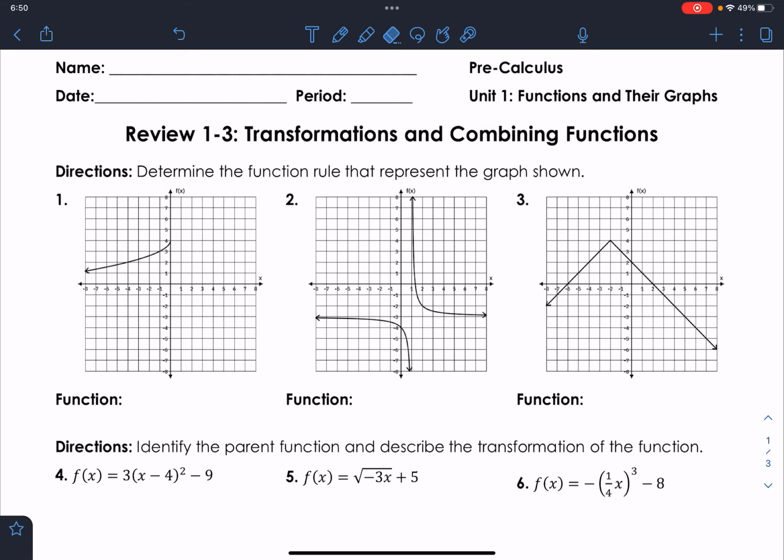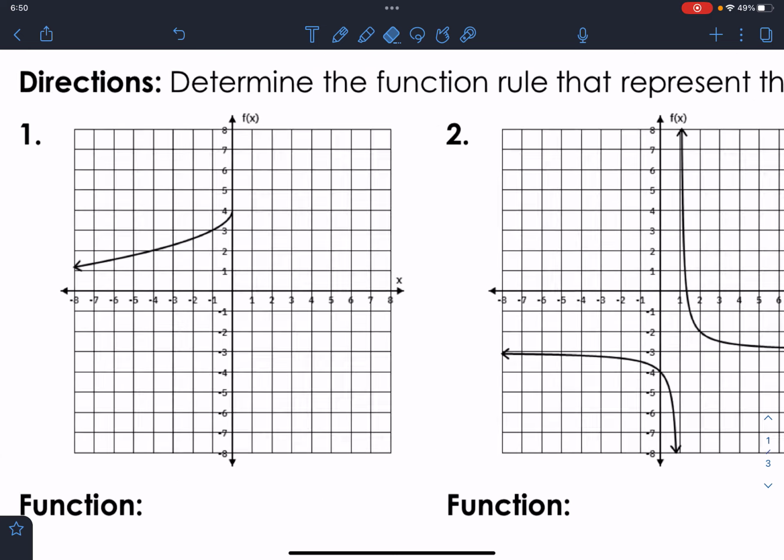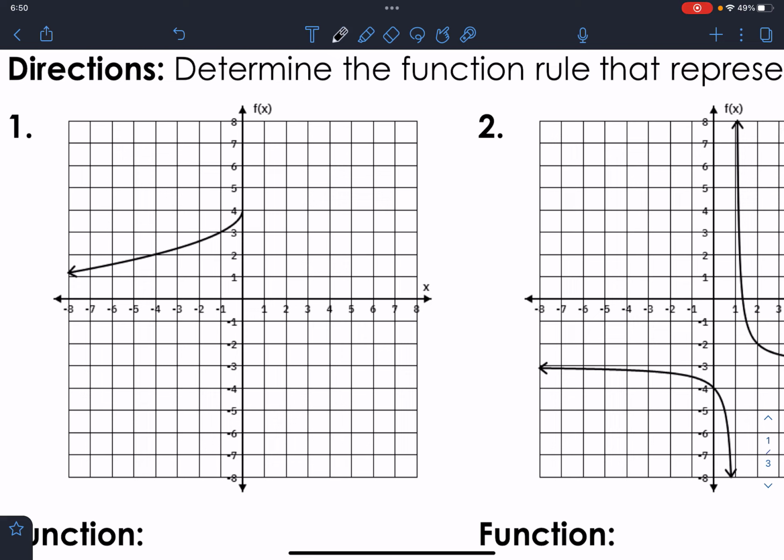So this is the review for our third quiz. On the first one, I try to identify the function for the graph. Well, this function here, let me zoom in, is the square root function.